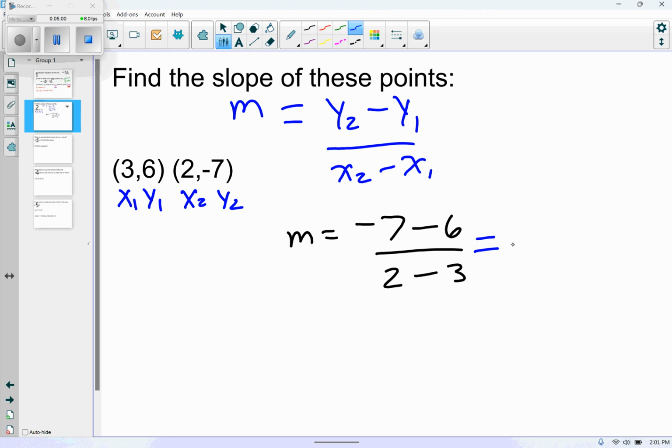I buy something that costs $7. I buy something that costs $6. So I'm going to owe $13. And then 2 minus 3 is negative 1. And a negative over negative is a positive. So I could say the slope is 13 over 1, or I could just say the slope is 13. Okay? 13 over 1 and 13 are the exact same thing. There's no difference between them.